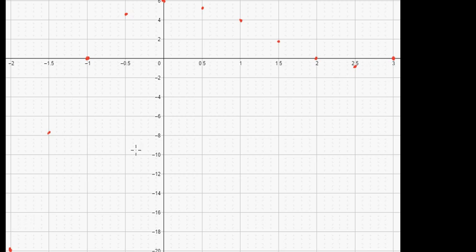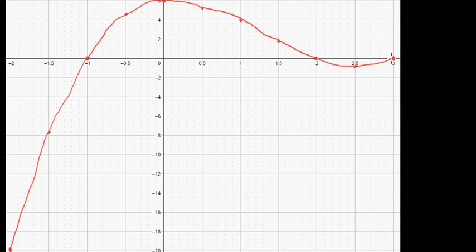So it's going to look, again, I'll try and draw this freehand, so let's see. We're going to come up here, come around the top here, back down, and back to 0 here. So this is our curve, this is our function here.